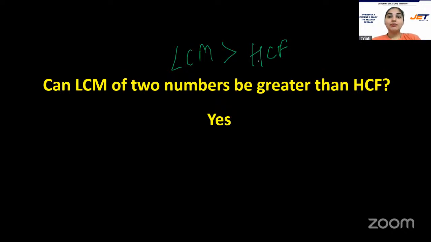Why? Because LCM is the least common multiple and HCF means highest common factor. Since multiples are always greater than or equal to the number and factors are always less than or equal to it, we can say that a multiple will always be bigger than the factor. So LCM is greater than the HCF.